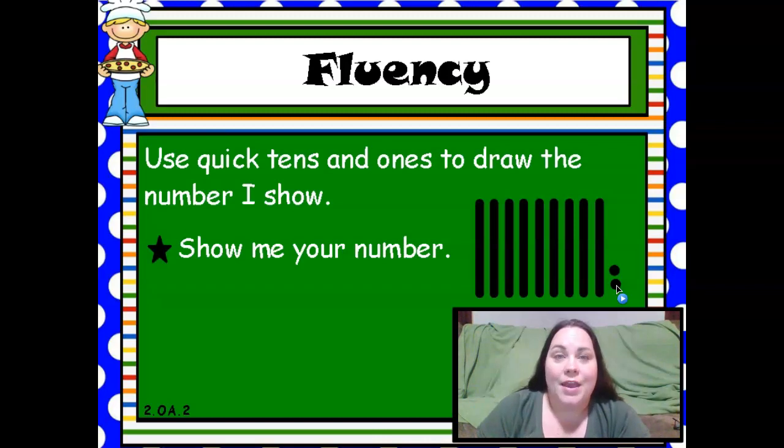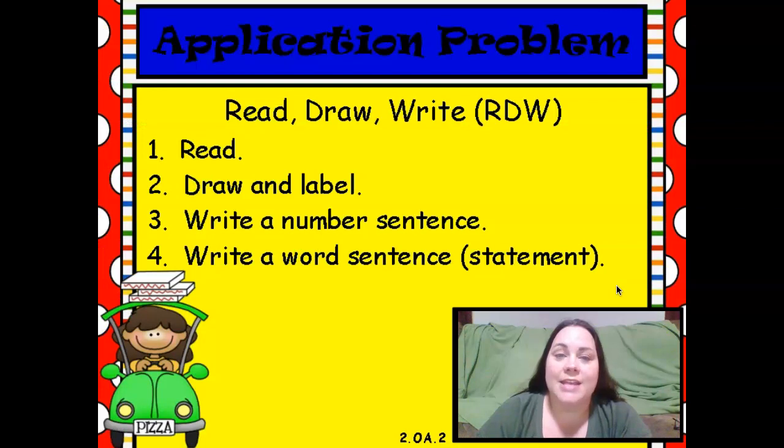Okay, now if you have your practice book with you, go ahead and get out your practice book so we can look at today's application problem. And remember our application problem, we have 4 steps. We need to read the problem. We need to then draw and label our problem. And then number 3, write a number sentence. And then 4, write a word sentence or statement.